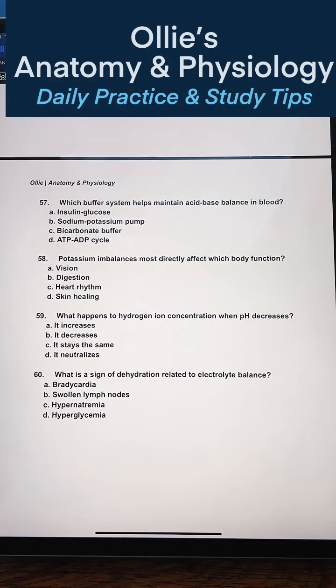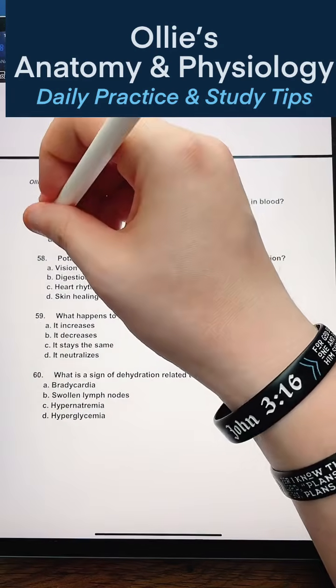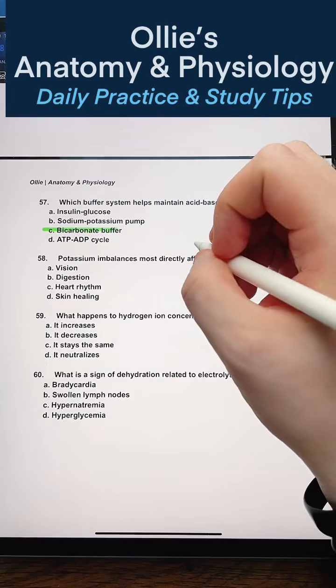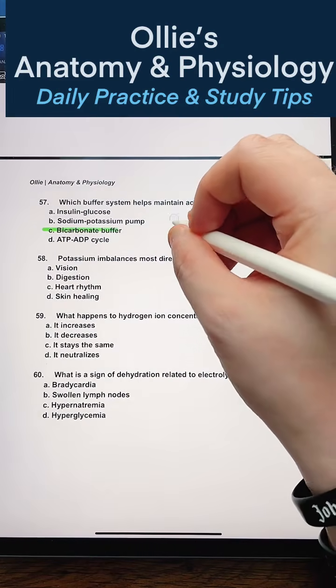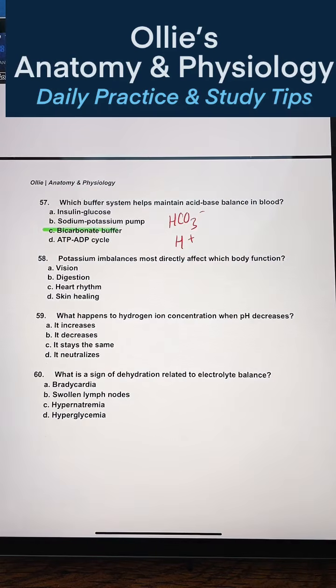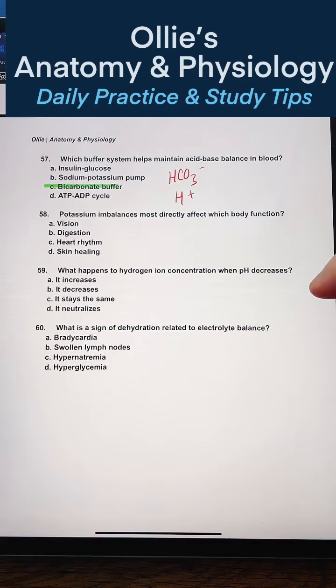I really do. Number 57 is the bicarbonate buffer. It maintains blood pH by balancing our hydrogen ions and our bicarbonate. So again, that is going to be our HCO3 negative and our hydrogen ions. Number 58, potassium imbalances most directly affect which body function? A, B, C, or D?